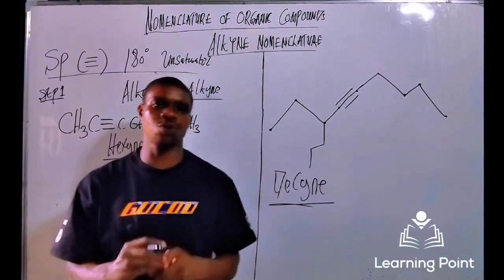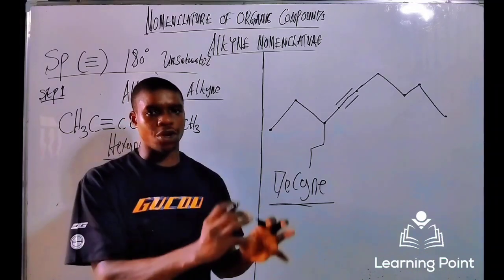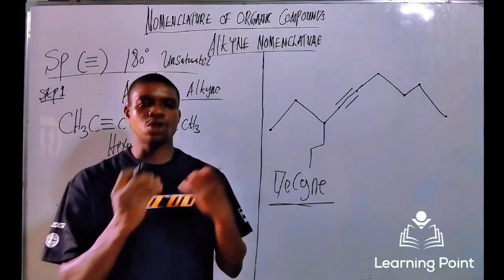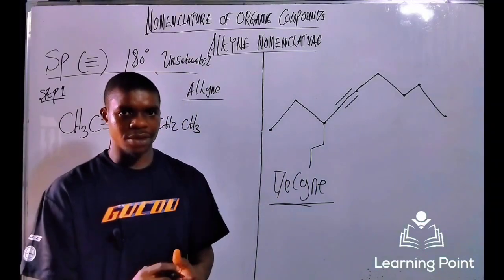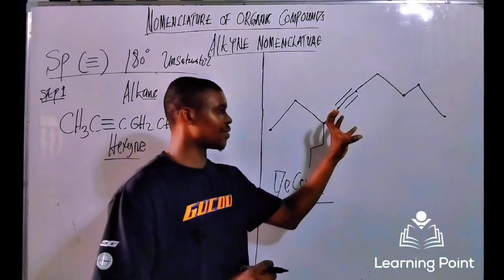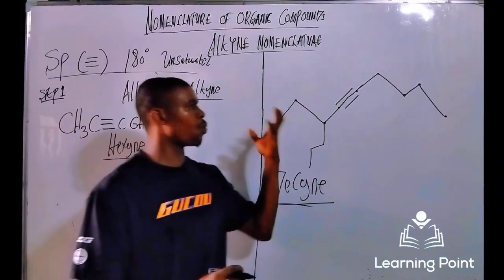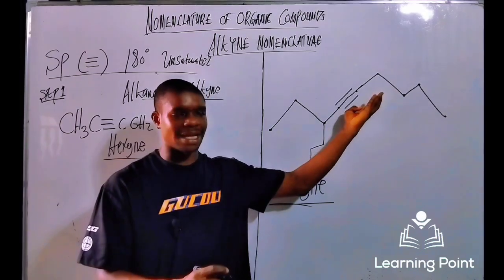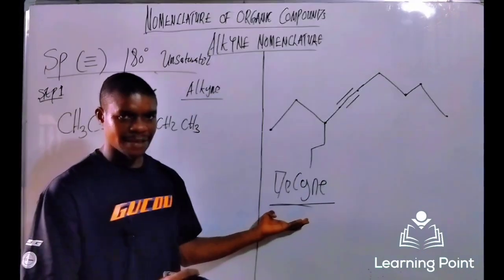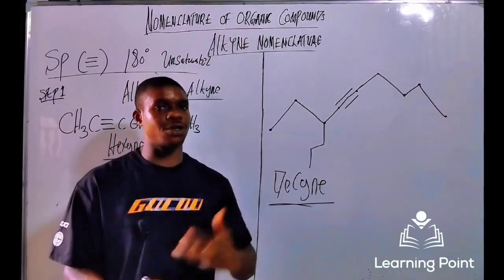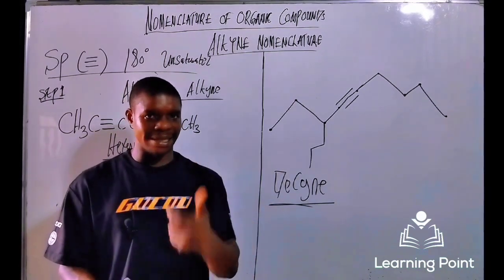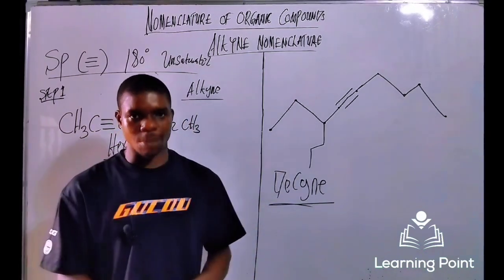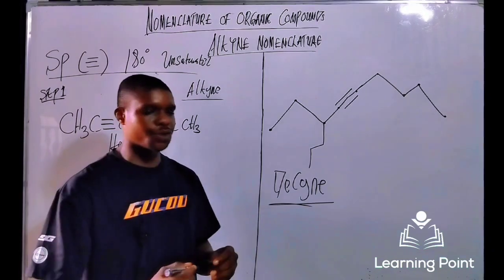So that is rule number 1: identify the longest continuous carbon chain containing the functional group, which is the triple bond. Once you have identified that, then you have to name it, and the name is derived from the corresponding alkane. Just remove the AN and replace it with YNE. So that was rule number 1. Let's move to rule number 2.